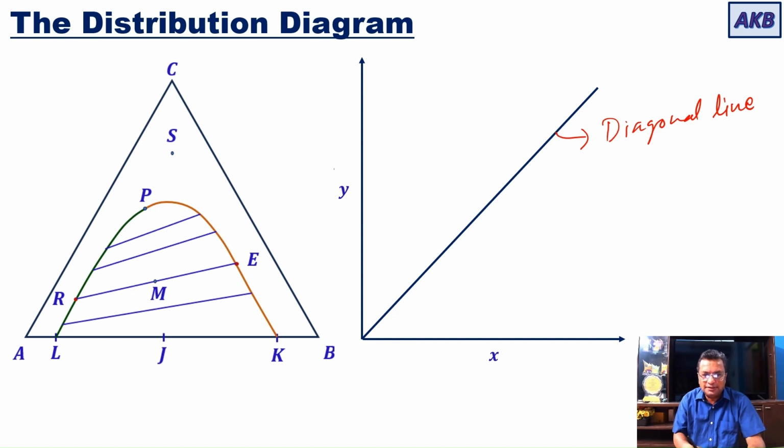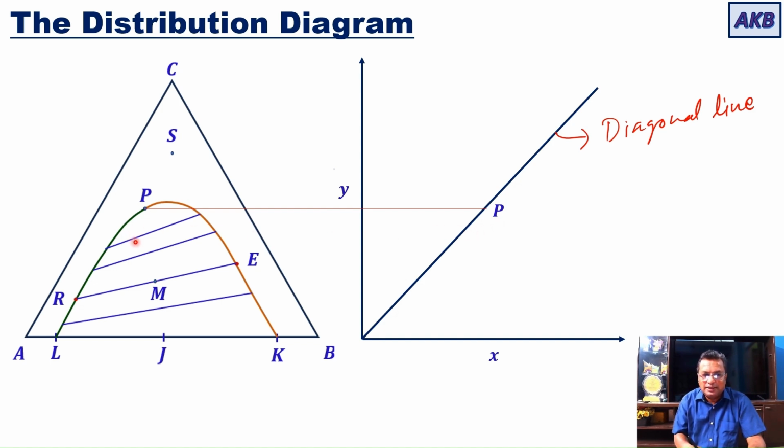Then the first thing is, I will get point P, which is on the binodal solubility curve on this diagram. So I will simply draw a line from point P so that I end up on the diagonal line of the distribution diagram. So point P will be represented over here.